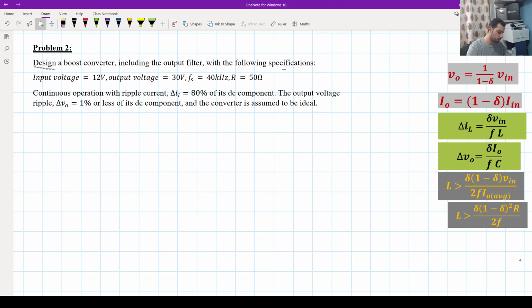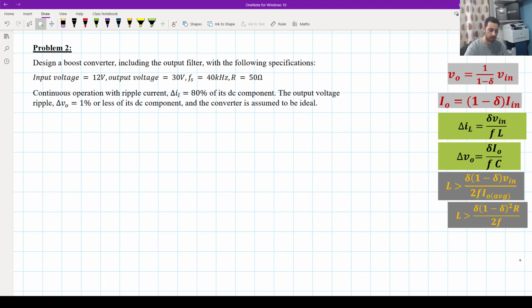Now in the second question, we have to design a boost converter with the following specification. So we have the input voltage 12 volt and the output is 30 volt. And the switching frequency is 40 kilohertz with the resistive load of 50 ohm. So it says here we have to maintain continuous operation. Okay, so we have continuous conduction mode. The ripple is 80% of its DC component. So we need to know the DC component going to the output, and we take 80% as the ripple value. The output voltage ripple is 1% or less of its DC component, and the converter is assumed to be ideal.